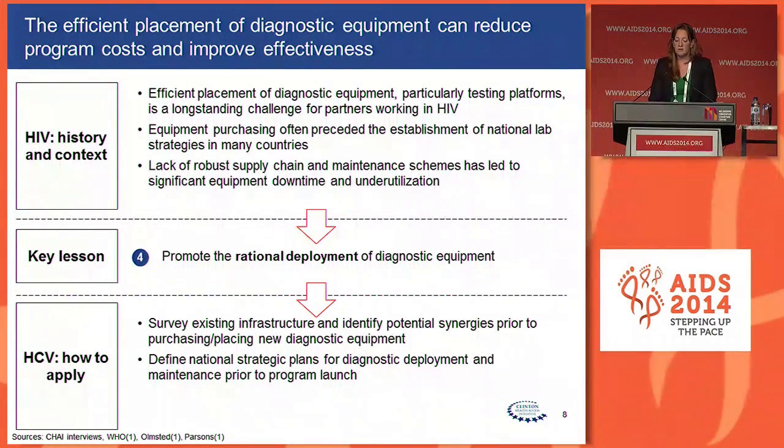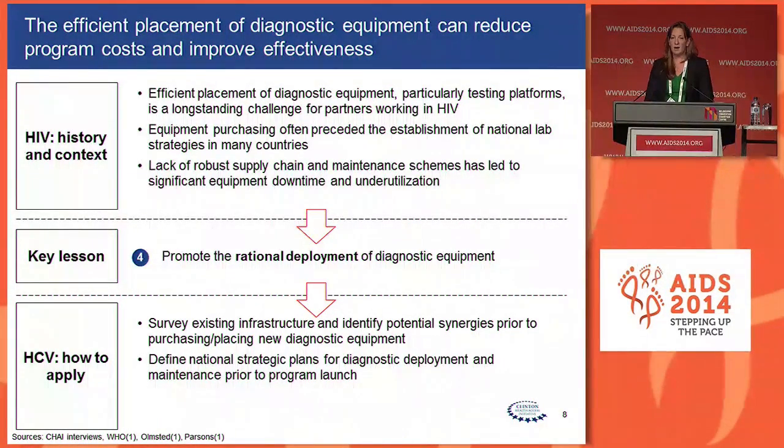The efficient placement of diagnostic equipment has also been a challenge. In some cases, there has been deployment of equipment before the planning of where to actually put it, before the national labs have their strategic plans in place. So efficient placement of diagnostic equipment, particularly testing platforms, is a challenge that we've seen in HIV that has gotten better, but is still one that needs to be thought about when we're thinking about hepatitis.